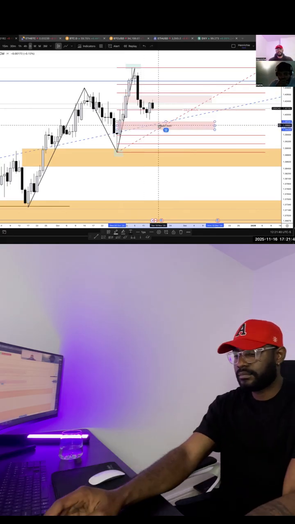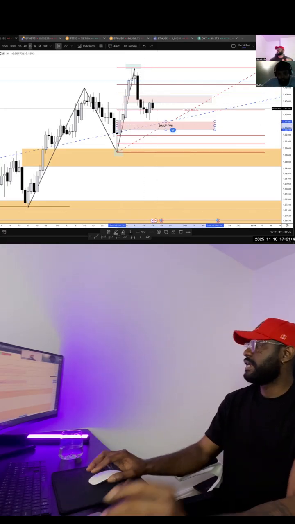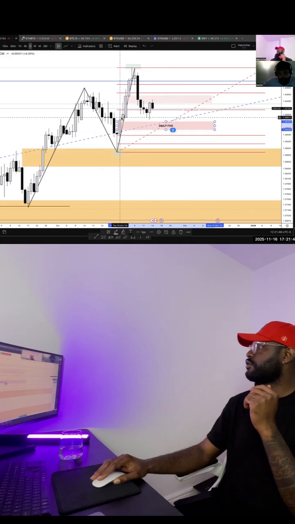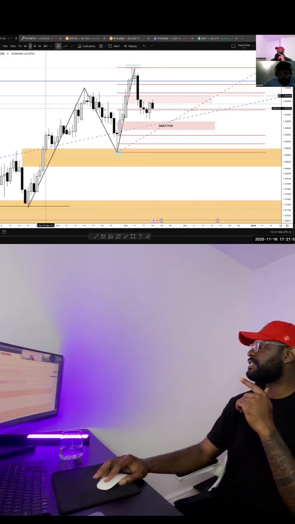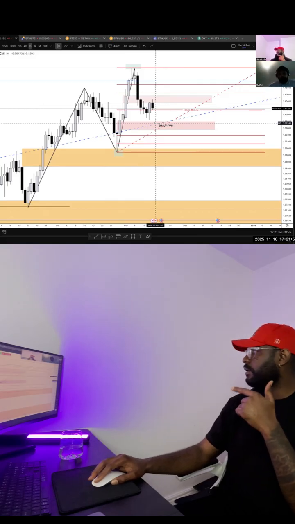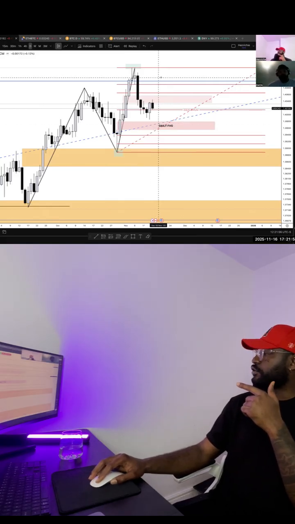So this is the fair value gap. Yes, this is a daily fair value gap here. That's where you're interested, waiting for price to mitigate before you can start looking for any buy opportunity.